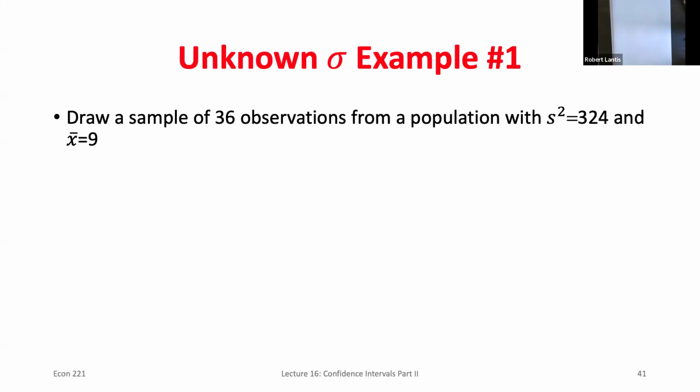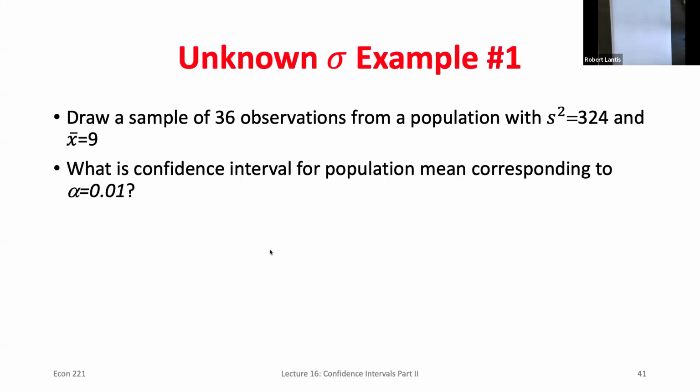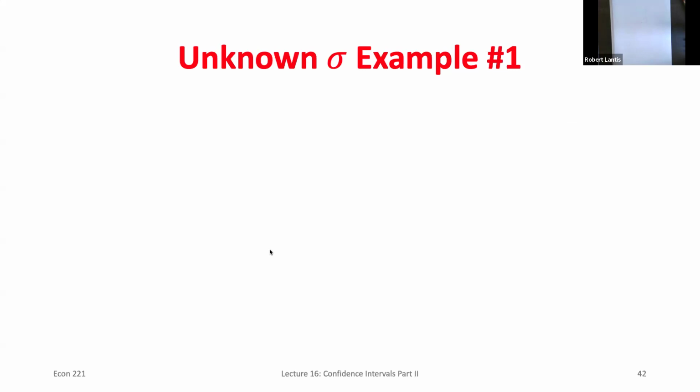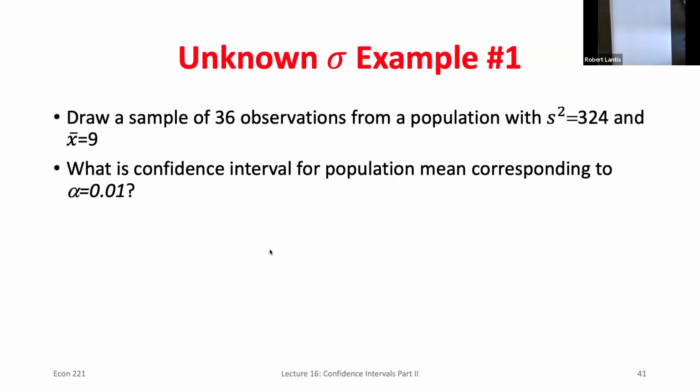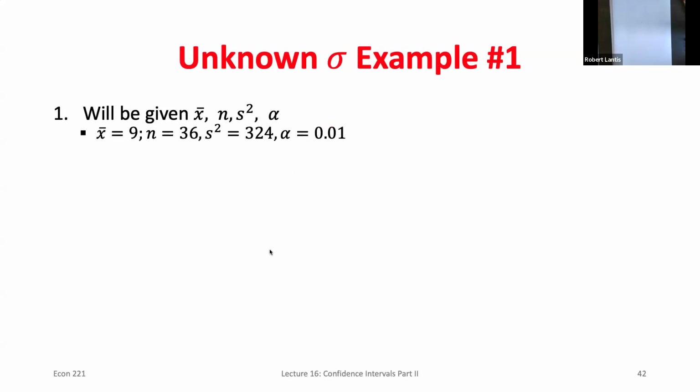So let's say I draw 36 observations from a population, and I find a sample variance of 324 and a sample mean of 9. What is the confidence interval that corresponds to an alpha of 0.01? Once again, I'm trying to show it in different ways so we can work in both directions. If I have an alpha of 0.01, that's going to be a confidence interval at the 99% level, right? So what are the things I need? My sample mean, my sample size, my sample variance, those were all given to me. And in this one, I was directly given alpha as 0.01.